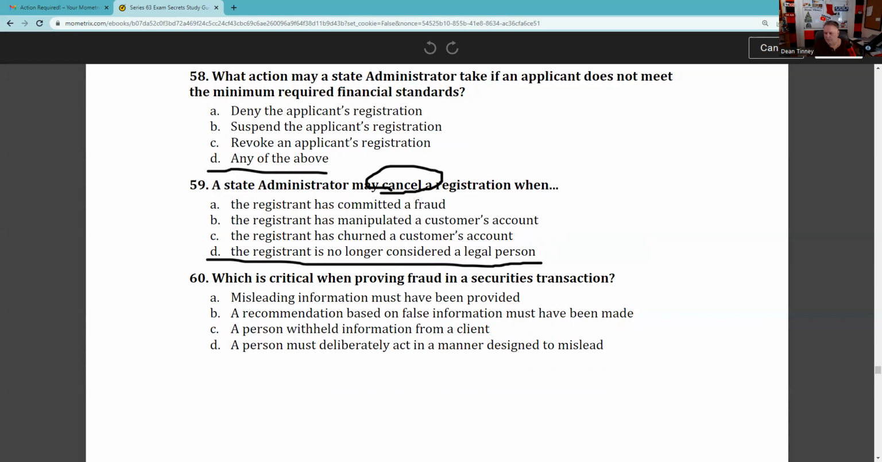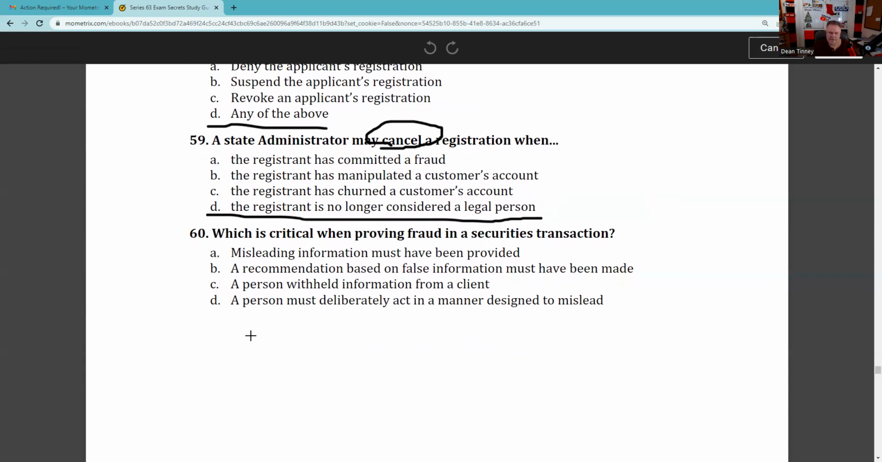Which is critical when proving fraud in a securities transaction? Misleading information must have been provided. Well, you know, maybe it was an accident. You got to have intent. I'm told you're taking a legal test. Sometimes I get attorneys taking this and they say, Dean, man, if I miss it, it's going to be embarrassing. I go, absolutely, it'll be embarrassing. B, a recommendation based on false information has been made. Yeah, again, I don't see any intent on the false information. By the way, A and B are bad, but I don't see intent there. A person withheld information. Well, I might have done that to help you.